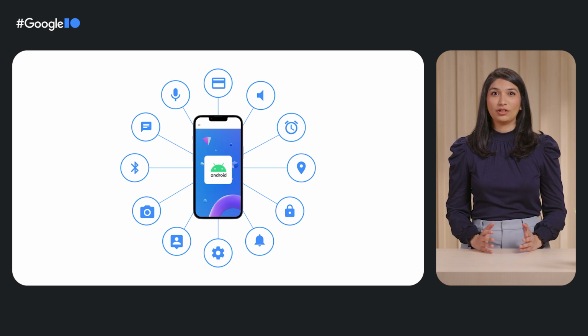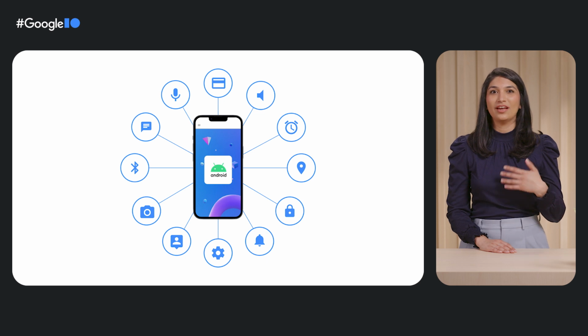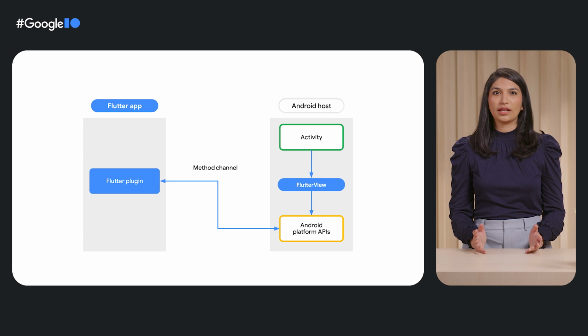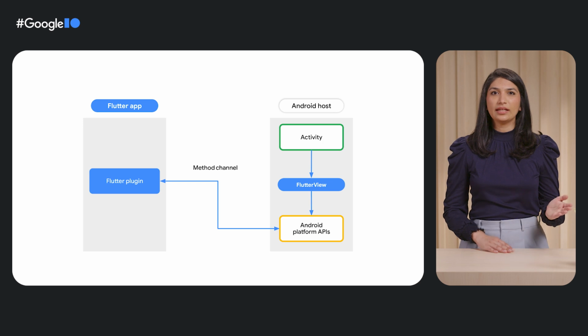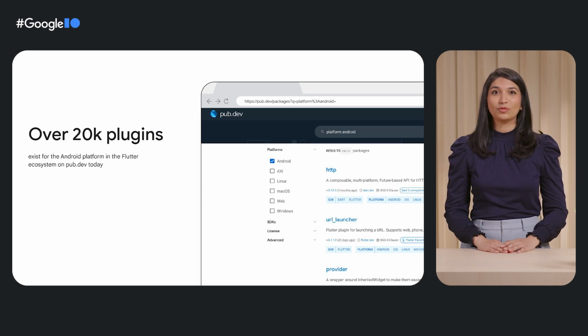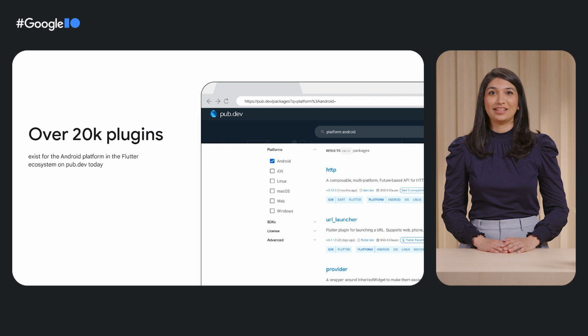Today, we're going to share a new approach for system interoperability that allows Flutter app or plugin developers to call Android libraries directly from Dart. Let's imagine you want your Flutter mobile app to access the device hardware for things like user's location, camera, notifications, and more. Traditionally, you would use a plugin with a method channel, which allows you to interact with platform APIs by sending and receiving messages between Dart and native code. There are over 20,000 plugins that exist for the Android platform in the Flutter ecosystem on pub.dev today.